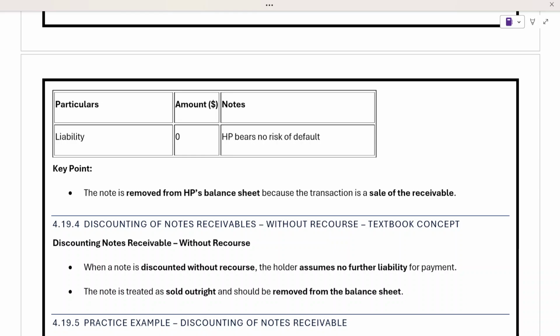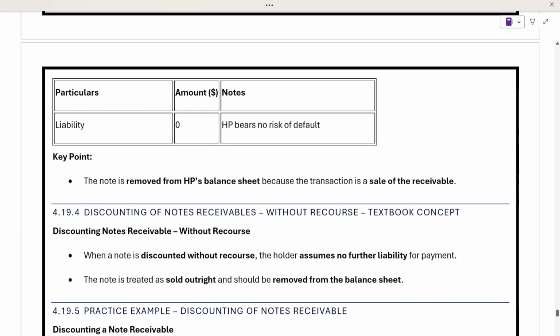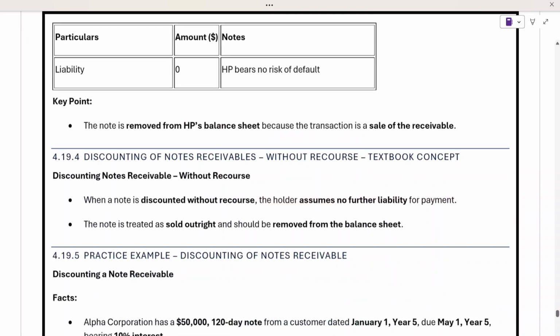Now, the ownership has been transferred, and the debtors are also transferred here. Basically the debtors are transferred, and if the debtors don't pay, then HP company is not concerned at all. So this is treated as a sale, and if this is treated as a sale, simply it won't be shown on the balance sheet because this is a sale of receivable.